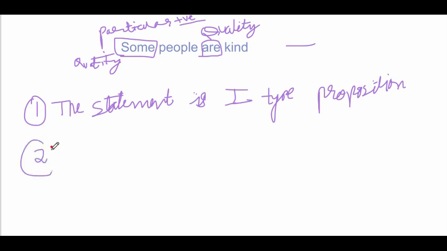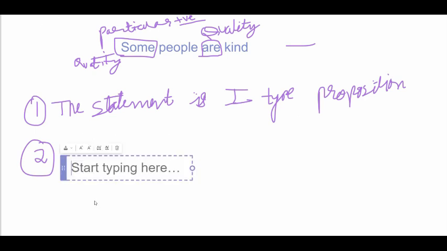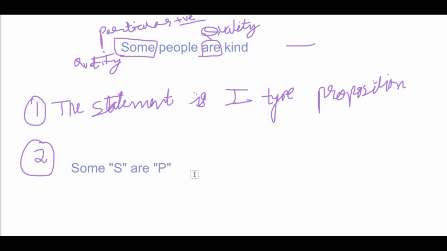Second question is convert to its logical form. So the logical form would be, as I stated, "Some S are P". This has to be put in double quotes. Some S are P. This is its logical form.